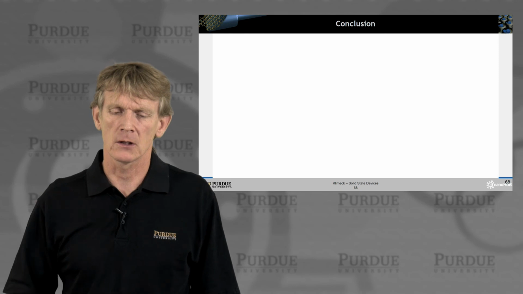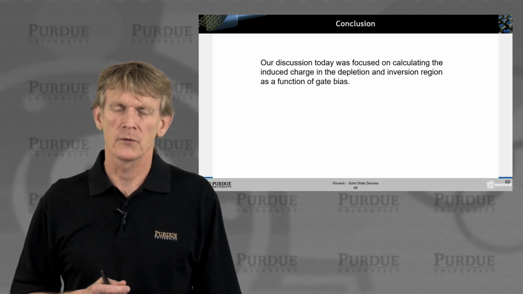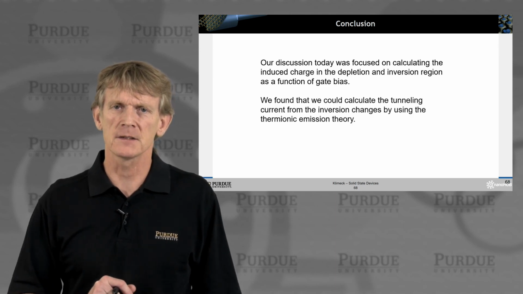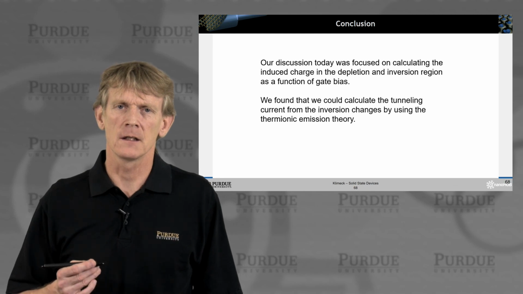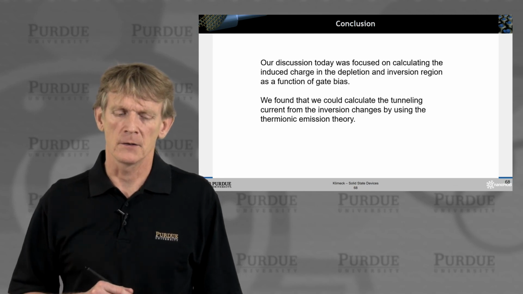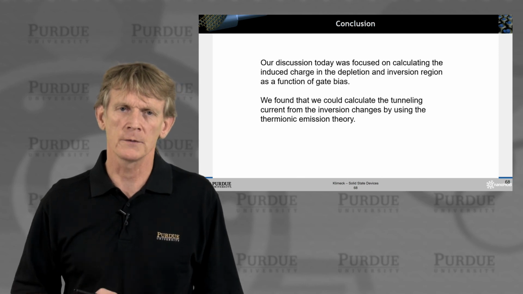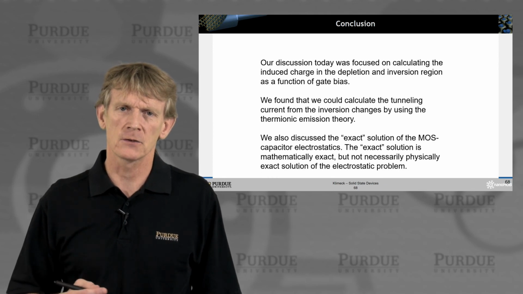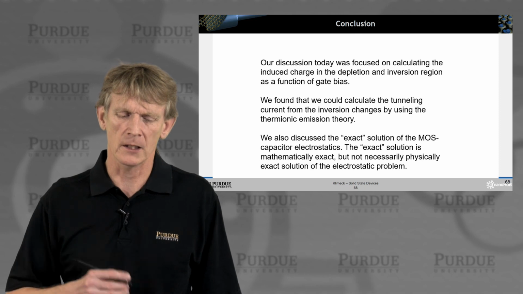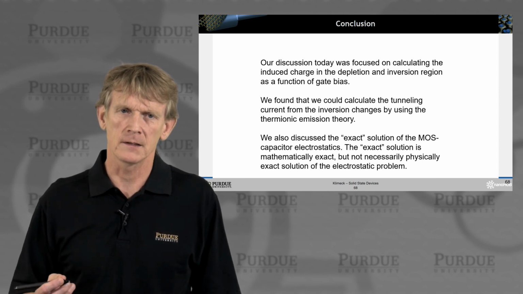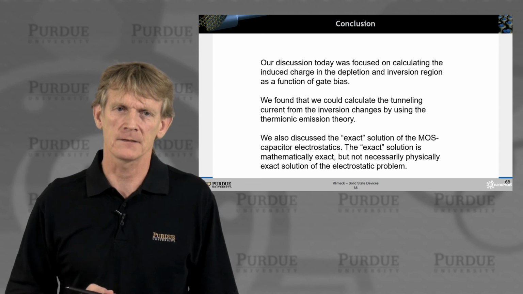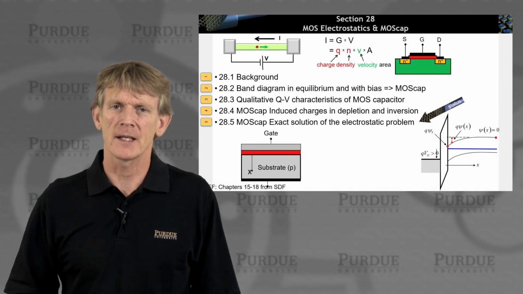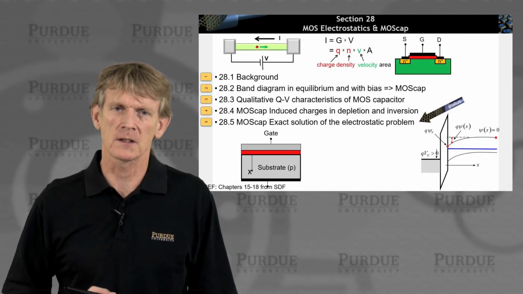So with that, I'm going to conclude this section. We've calculated the induced charge in depletion and inversion as a function of gate bias and found that with tunneling current you need thermionic emission theory, or you do a full quantum transport like what I showed you at the tail end here. And the exact solution is quite complicated, and you probably need to do this numerically. But even that is not quite exact, because it treats charge as a classical distribution and not as a quantum distribution with wave functions. So that concludes this section on the electrostatics of a MOS capacitor.